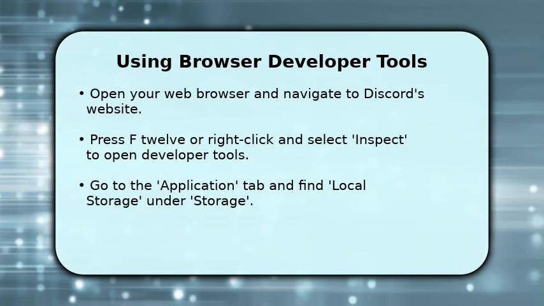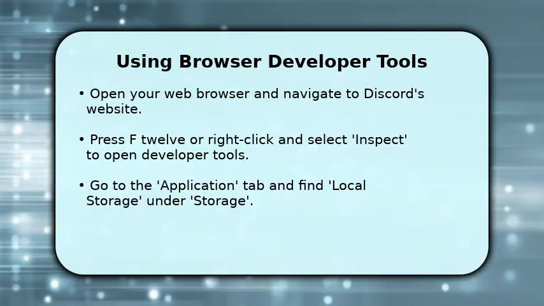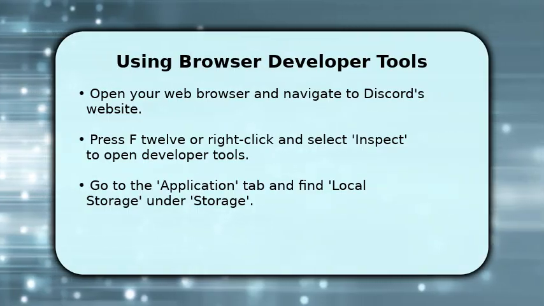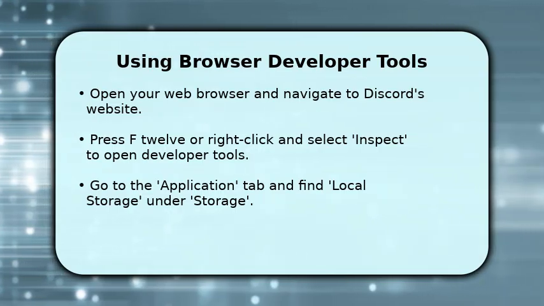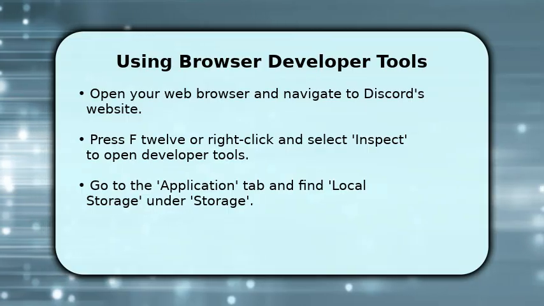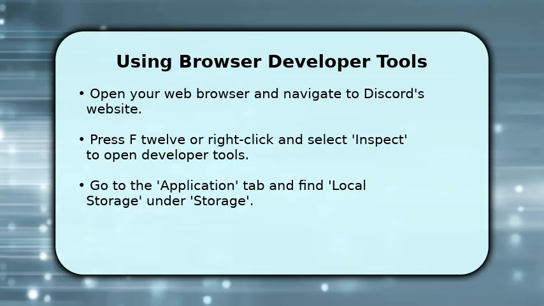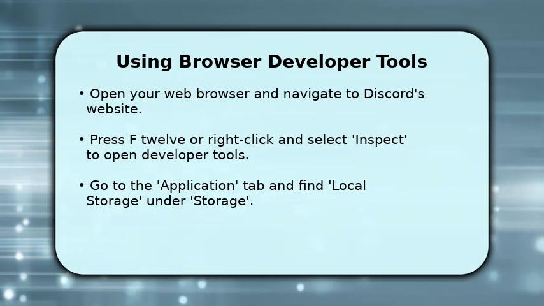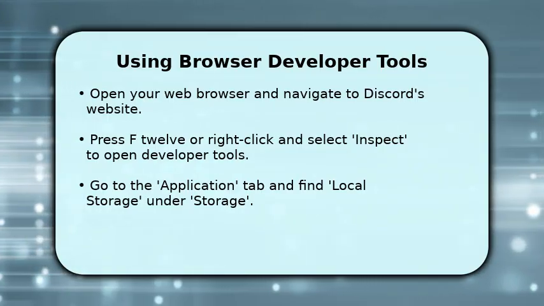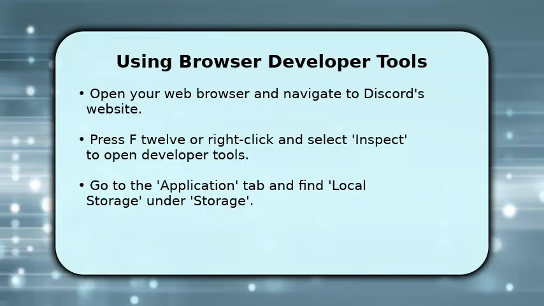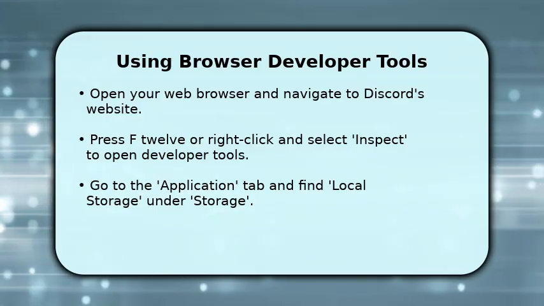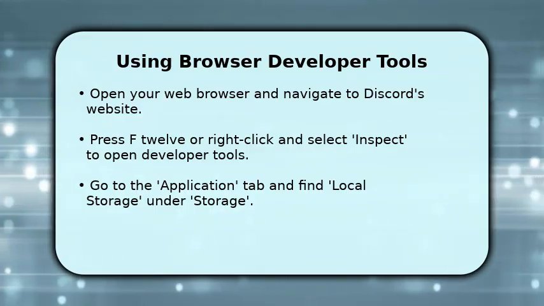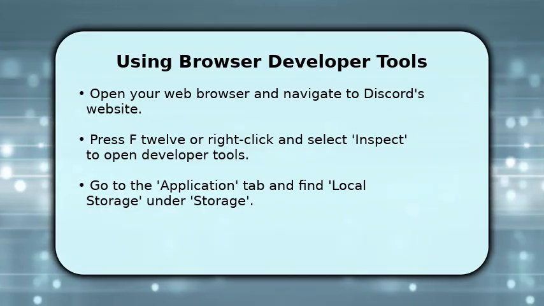To begin, open your preferred web browser and navigate to the Discord website. Once there, you'll need to access your browser's developer tools. You can typically do this by pressing the F12 key on your keyboard, or by right-clicking anywhere on the page and selecting Inspect or Inspect Element. Within the Developer Tools panel, locate and click on the Application tab. Then, on the left-hand side, expand the Local Storage section.